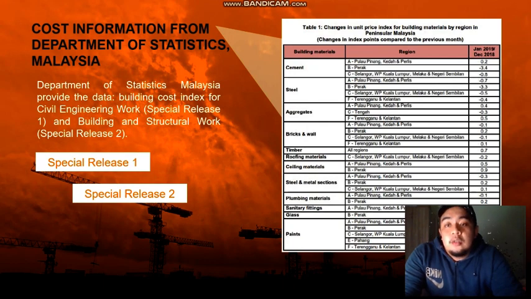And last but not least, cost information from the Department of Statistics Malaysia. DSM provides cost indices for civil engineering work, which is Special Release 1, and building and structure work, Special Release 2. This is an example of changes of the cost index from Special Release 2.